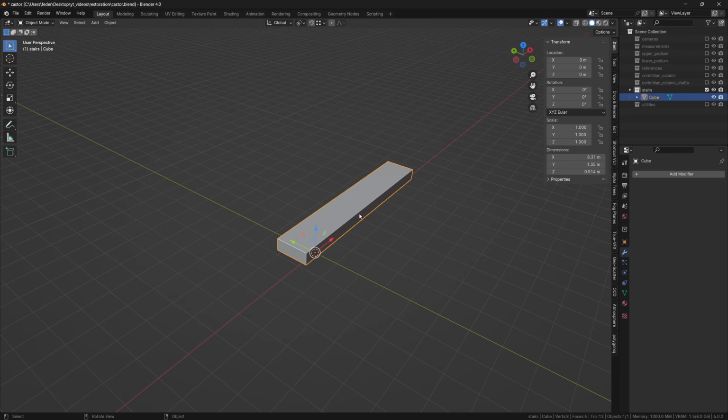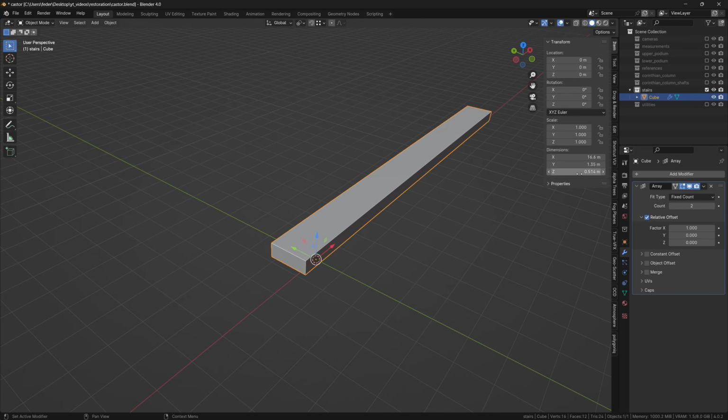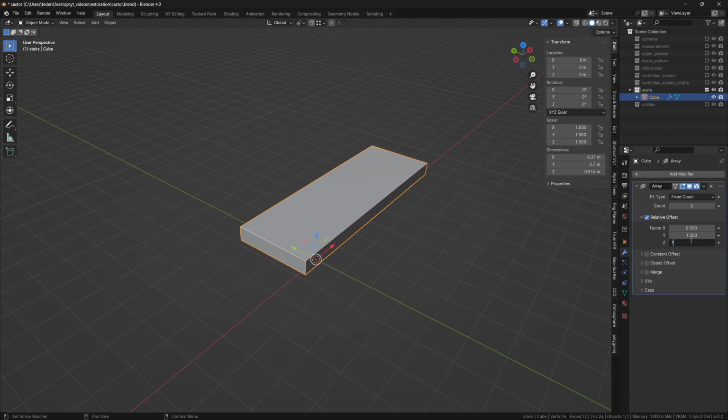To model both the lateral and central flights of stairs, one common way would be to simply use an array modifier with an offset of 1 on either the x and y axis and on the z axis.